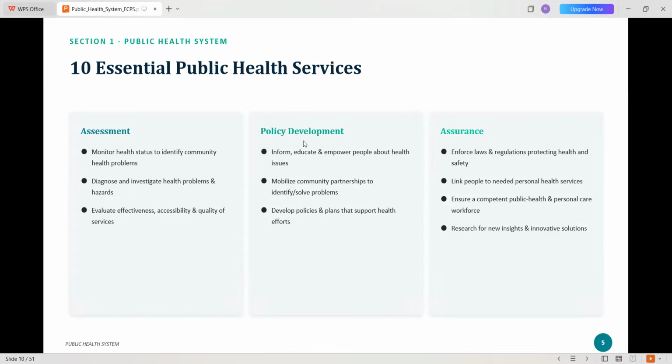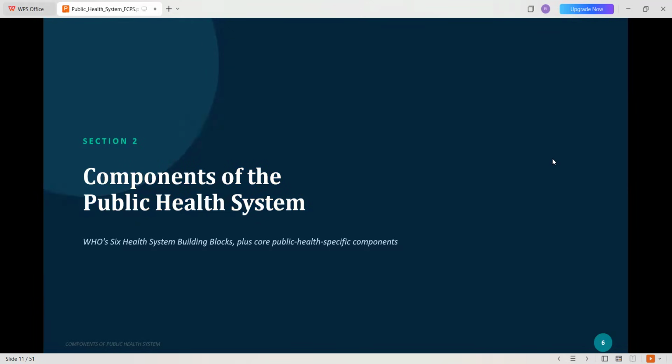Under the policy development: inform, educate, and empower people about health issues, mobilize community partnerships to identify and solve problems, develop policies and plans that support health efforts. Assurance: enforce laws and regulations protecting health and safety, link people to needed personal health services, ensure a competent public and personal health workforce, research for new insights and innovative solutions.